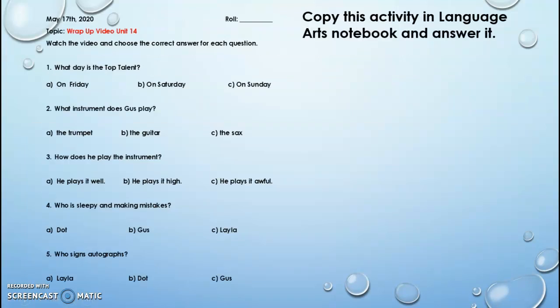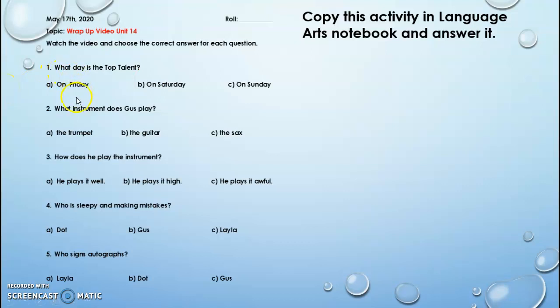Well, it says that you will copy this activity in your language arts notebook and answer it, okay? You have to answer it. So it says the day, the role, the topic, wrap up video unit 14, and the instructions. It says watch the video and choose the correct answer for each question, okay? Question number 1, it says, what day is the top talent? You have 3 possible answers, on Friday, on Saturday, or Sunday. You will choose one and you either circle it, cross it out, or underline. No matter what you do, only choose the correct one, okay?